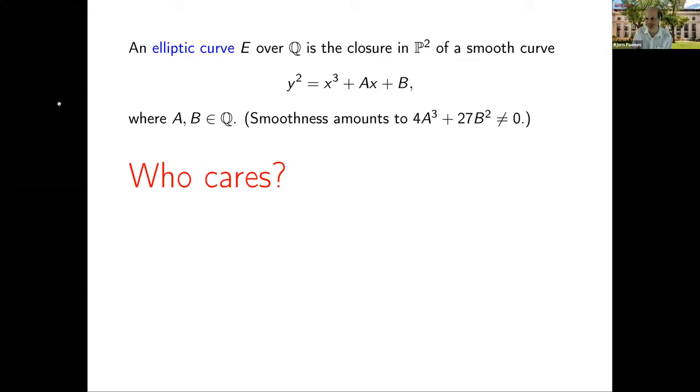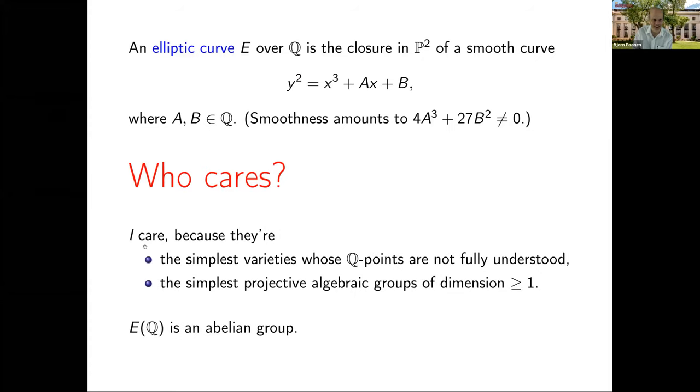Okay, who cares? Why should you care about these curves at all? Well, I care because, first of all, from the point of view of number theory, they're the simplest varieties whose rational points are not fully understood. A rational point just means a pair of rational numbers x and y that satisfy the equation, together with the point at infinity. And also, these are the simplest examples of projective algebraic groups of positive dimension. So they're really like the first testing ground where I think interesting things start happening.